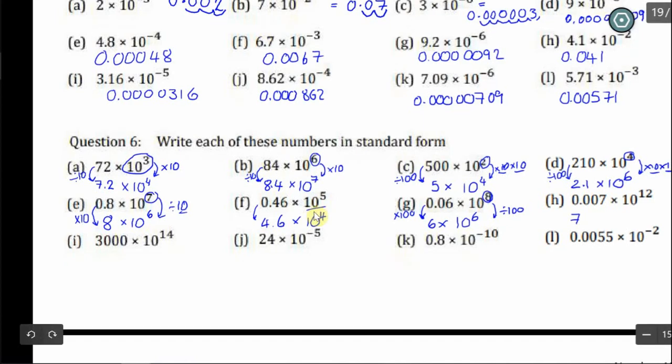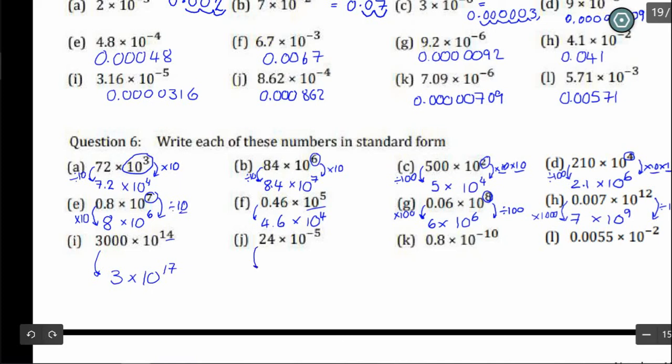So this would be timesing by 1,000, which is 10 times 10 times 10. This would be dividing by 1,000, so knocking off 3 of those powers, reducing that power by 3, which would make it 9. Here I'm going to be dividing by 1,000, so I need to times by 1,000 and therefore add 3 to this power, so that would give me 17.